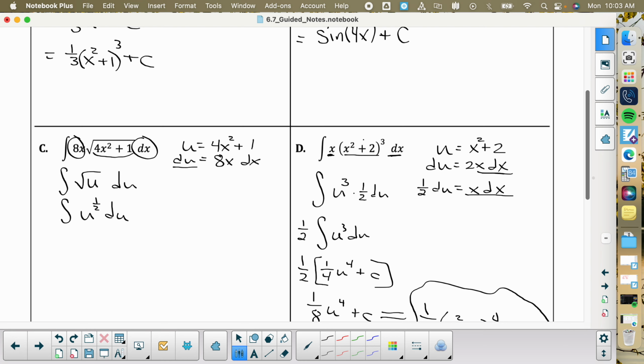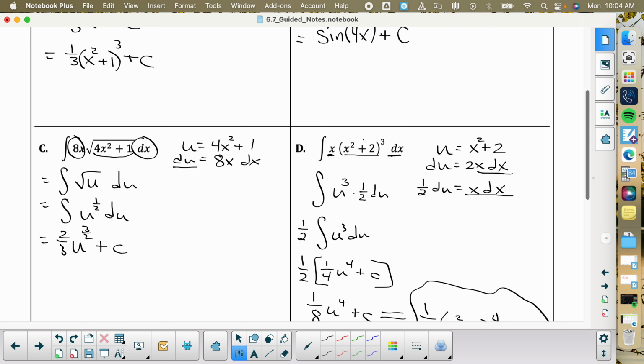How about integrating u to the 1/2? Yeah, how about that? Correct? And then divide by 3 over 2, which we would write as 2/3, plus C.